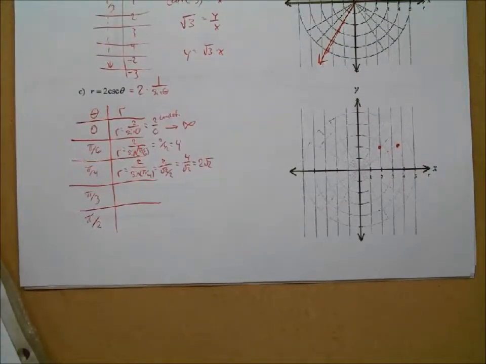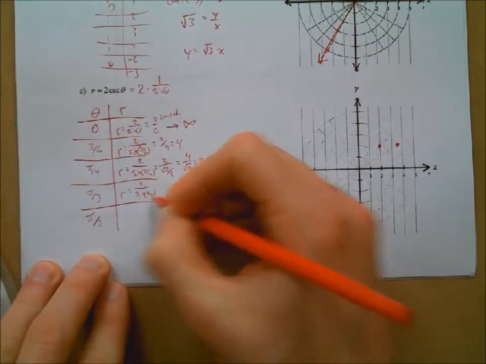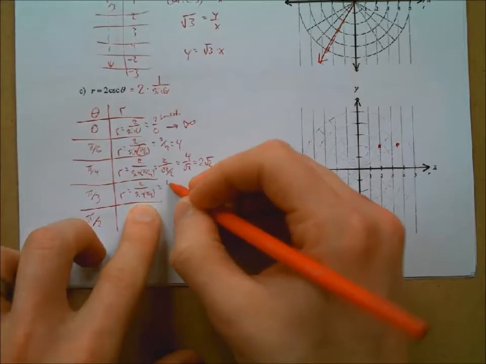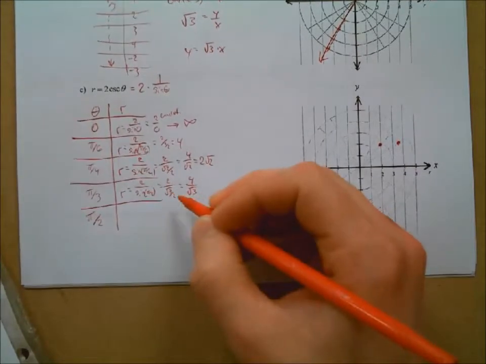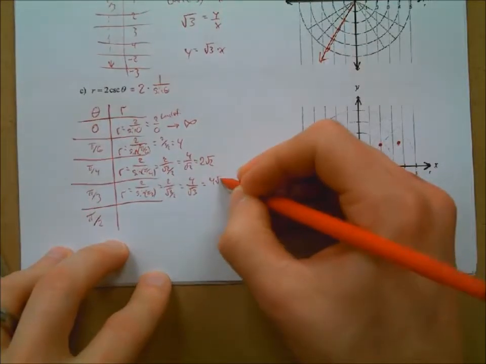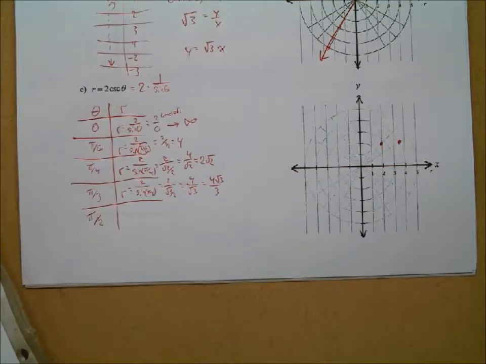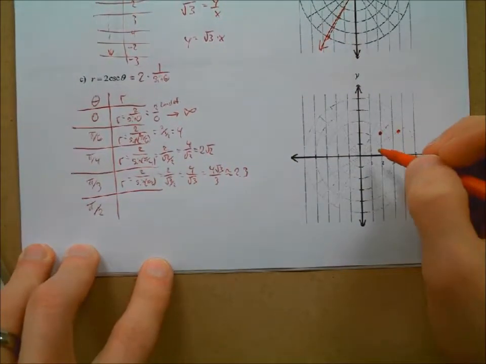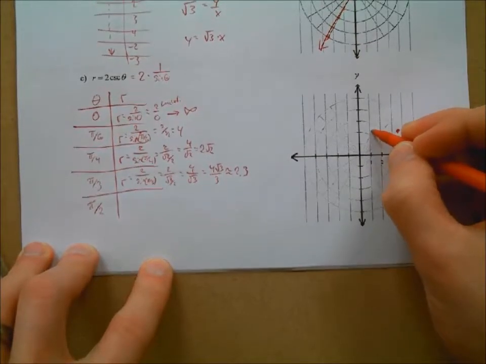And then let's do pi over 3. Sine of pi over 3 is root 3 over 2, so it's 2 over the square root of 3 over 2, which is 4 over the square root of 3, because instead of dividing by the fraction, you multiply by the reciprocal. And so we end up with 4 root 3 over 3, which is not very helpful, but as a decimal is about 2.3. So for pi over 3, we'll go out 1, 2, and a little bit. Something like right there.